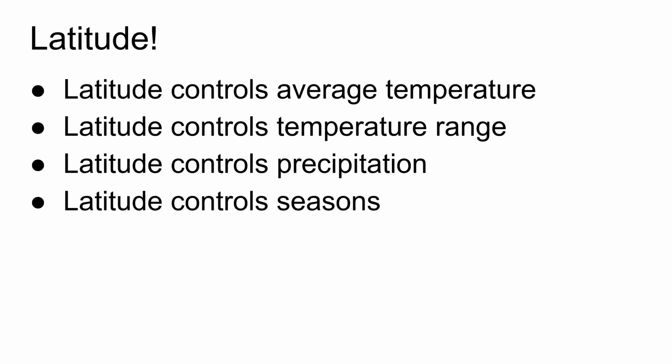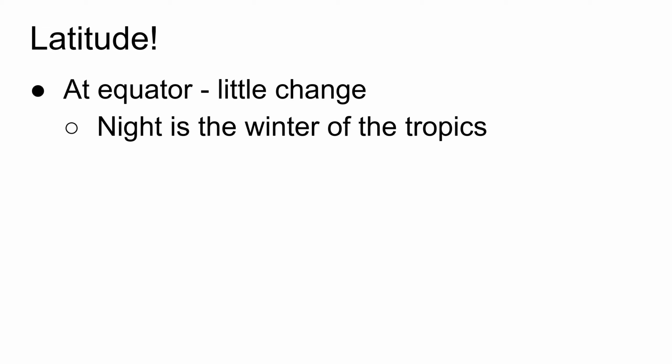Latitude controls seasonality. At the equator, there's almost no change in day length or temperature throughout the year. I'll say that again because it's important and it's going to come up in the lab. At the equator, every day is pretty much a 12-hour day with pretty much the same temperature. In fact, the difference between summer and winter is so small that geographers often say night is the winter of the tropics, because the difference between noon or 4 o'clock in the afternoon when it's hottest and just after dawn when it's coldest is bigger. The daily temperature swings are bigger than any difference between summer and winter.